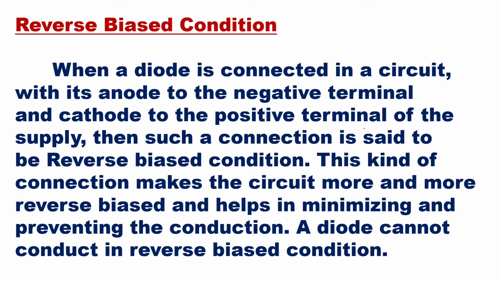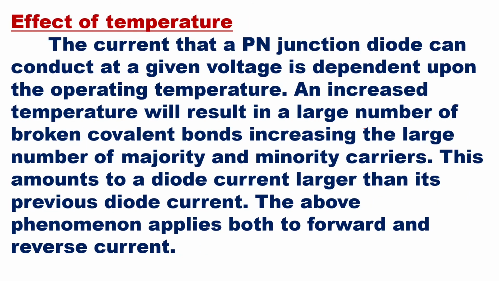Then what is reverse bias condition? When a diode is connected in a circuit with its anode to the negative terminal and cathode to the positive terminal of the supply, then such a connection is called reverse bias condition. This kind of connection makes the circuit more and more reverse biased and helps in minimizing and preventing the conduction. That means current will not flow much. Diode cannot conduct in reverse bias condition, so there will be no flow of current in reverse bias condition.